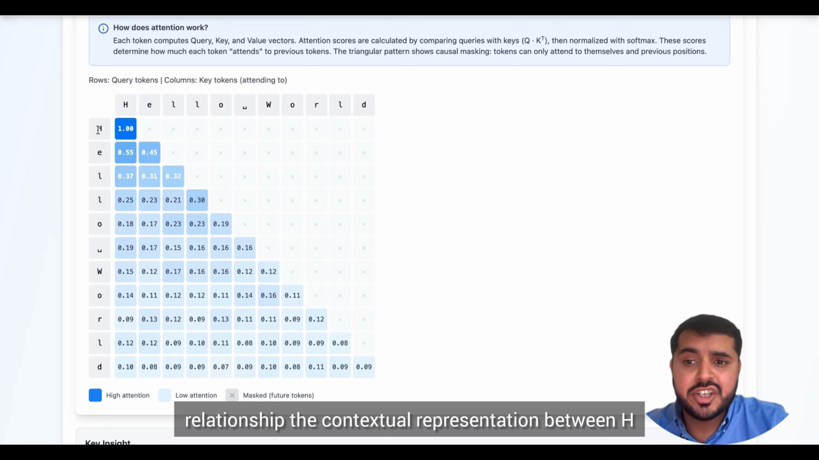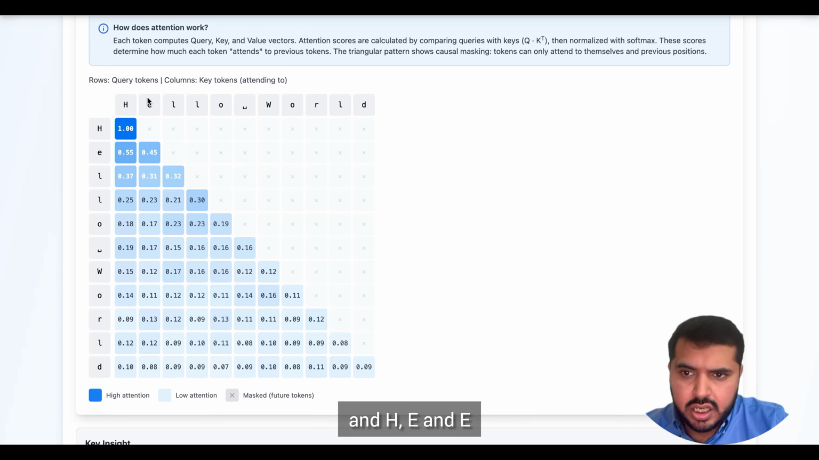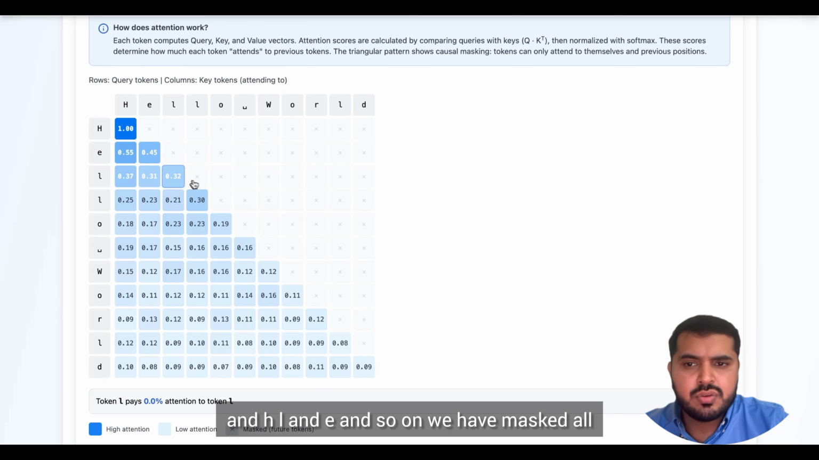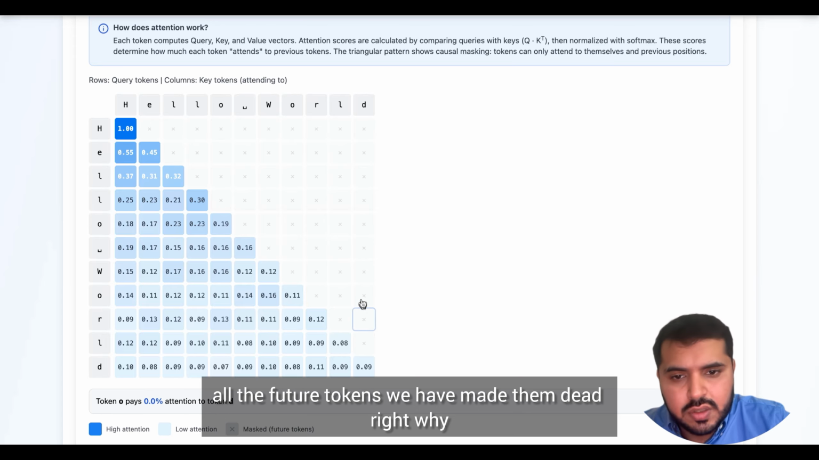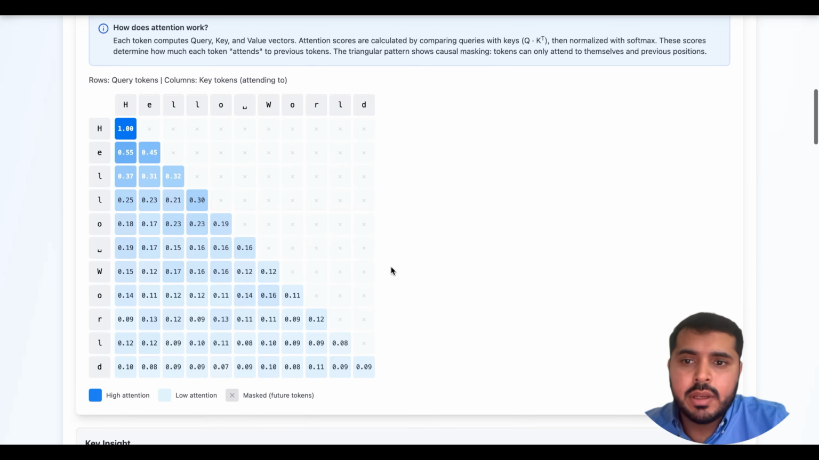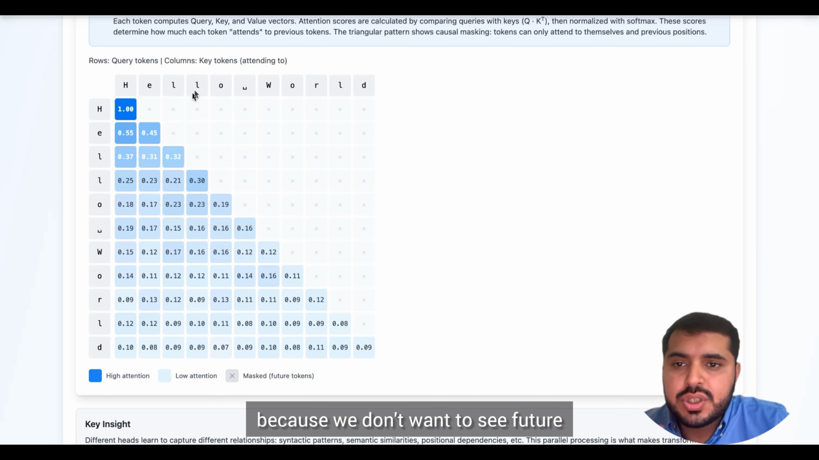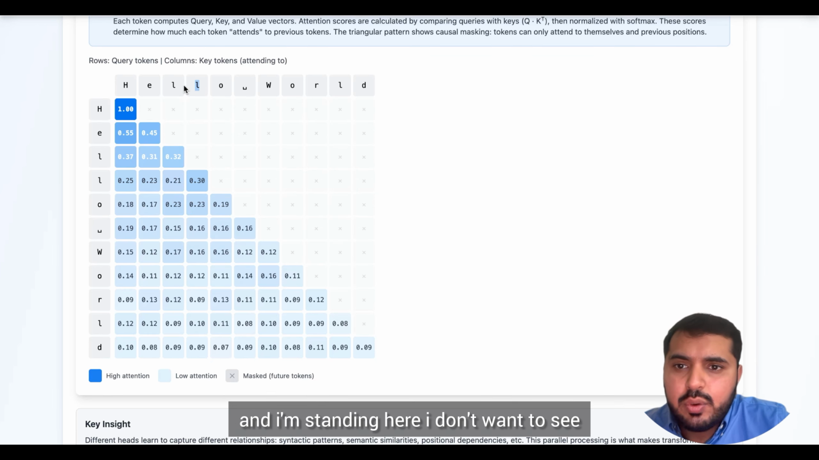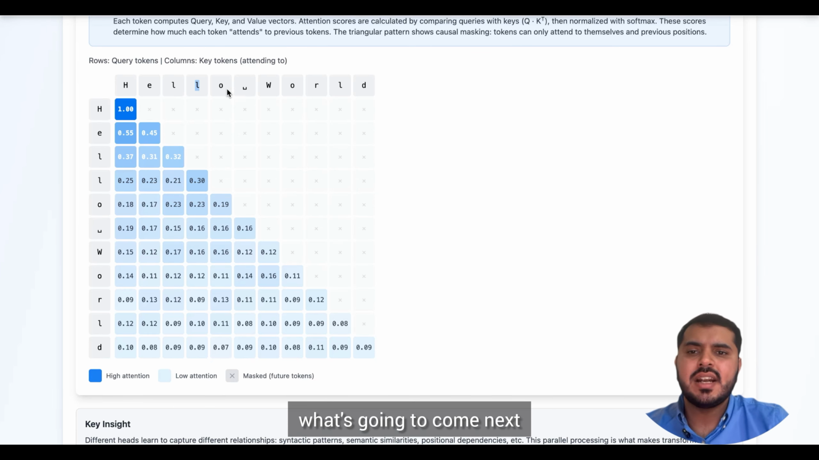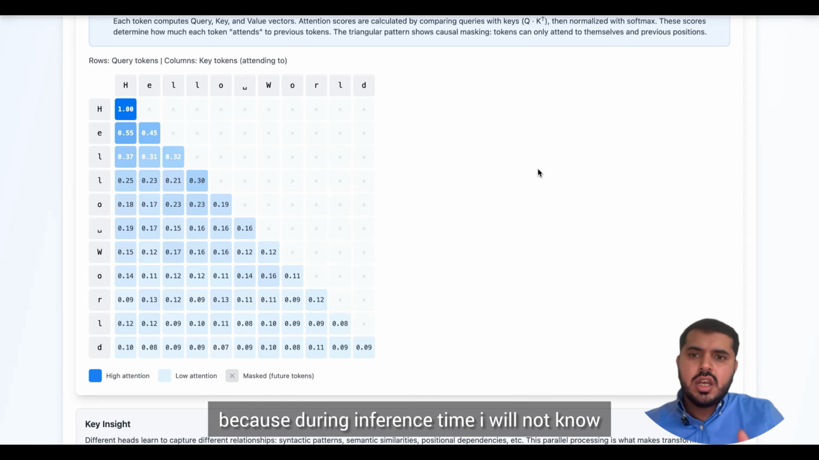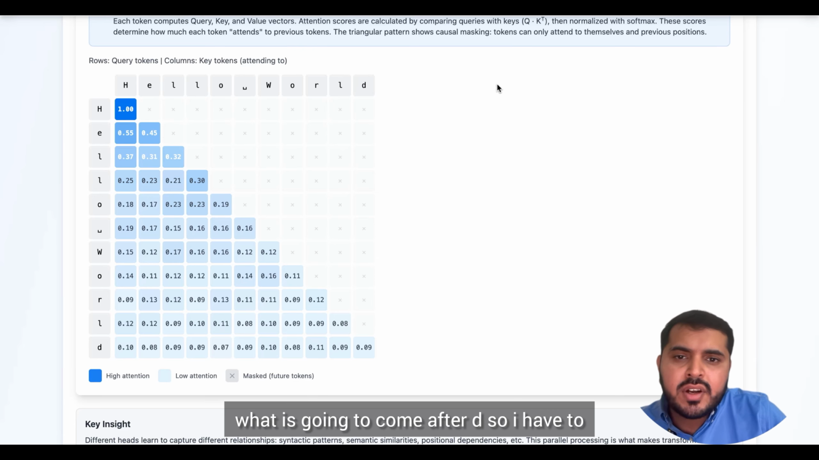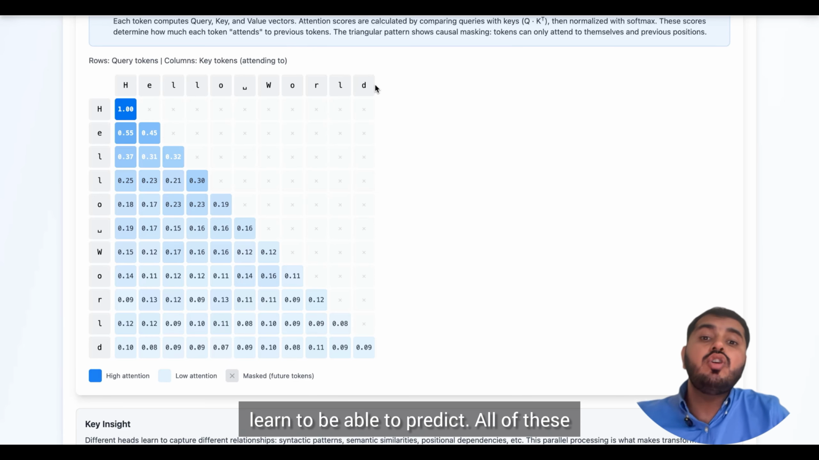Relationship, the contextual representation between H and H, E and H, L and E, and so on. We have masked all the future tokens. Masked means we have hidden all the future tokens. We have made them dead, right? Why? Because we don't want to see the future. I'm standing here, and I don't want to see what's going to come next at the training phase. This is the training phase, right? Why? Because during inference time, I will not know what is going to come after D. So I have to learn to be able to predict.